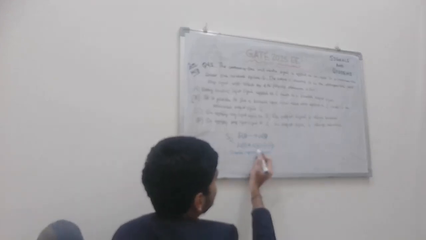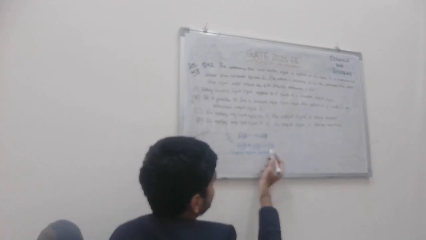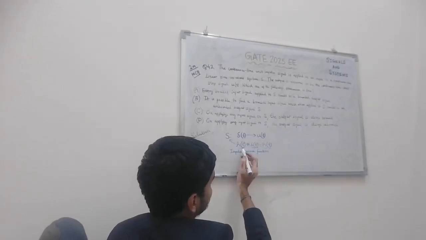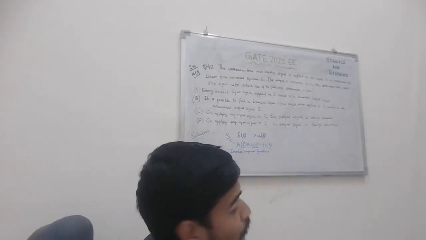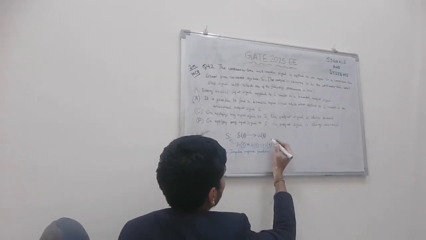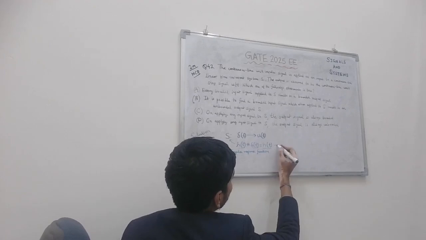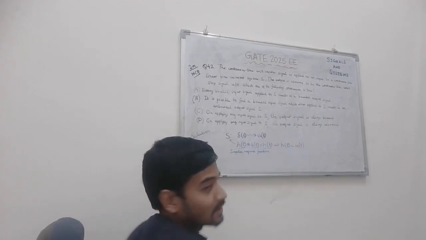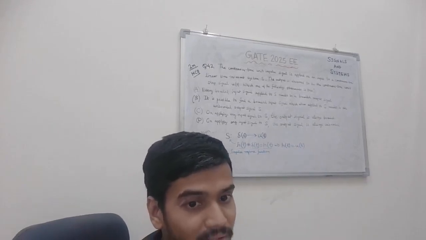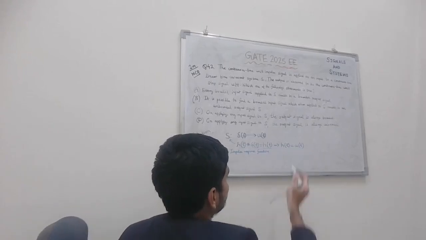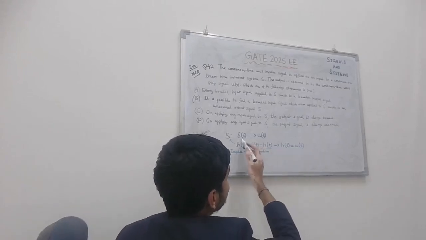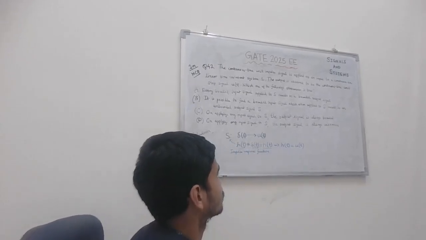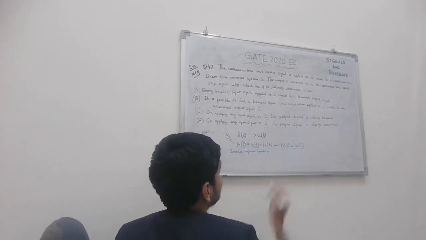So if this is the input, this is the impulse response, and this should be the output. Input, impulse response, output. So basically h of t is, what do we get? h of t equal to u of t, the unit step signal. Because when the unit impulse signal is given as the input, we get back the unit step signal at the output. So the impulse response is basically this unit step signal.